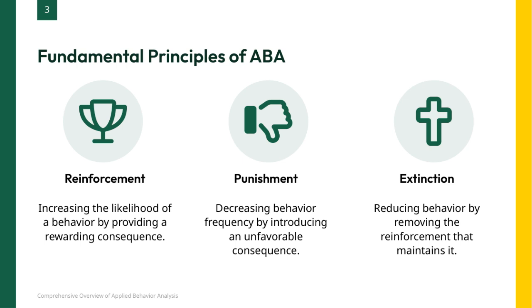Next, we have punishment, which works the opposite way. It aims to decrease how often a behavior occurs by introducing an unpleasant consequence after the behavior. This makes the behavior less likely to happen in the future. Lastly, extinction involves reducing a behavior by taking away the reinforcement that's keeping it going. If a behavior no longer gets rewarded or acknowledged, it tends to decrease over time. These principles are essential because they help us understand how behaviors are shaped and changed.